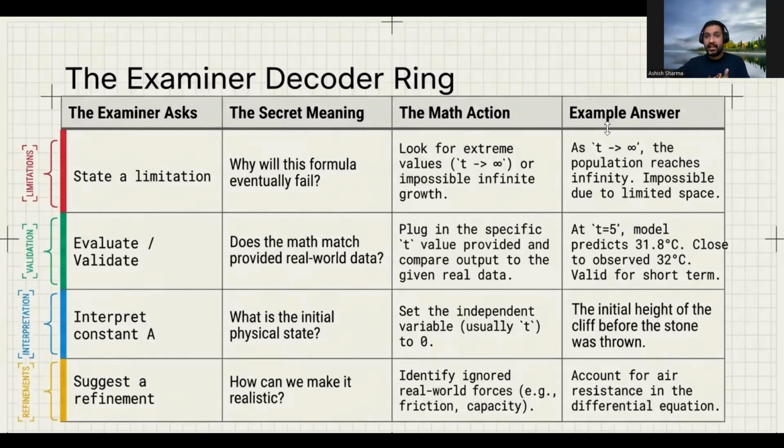What happens when t becomes really big or t becomes really small? So an example answer could be, as t approaches infinity, or as it gets really, really big, the population reaches infinity. So it could be like a population model. Now, this might not be possible. So for stating limitations, questions like that, think about where this formula will fail.